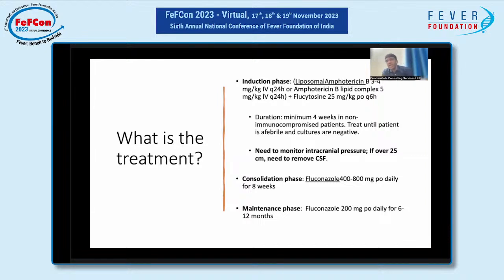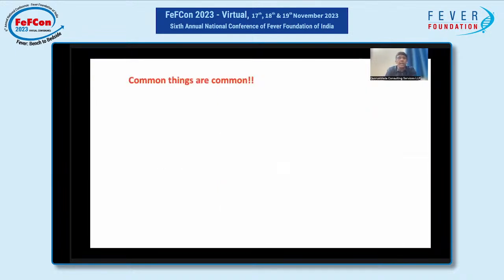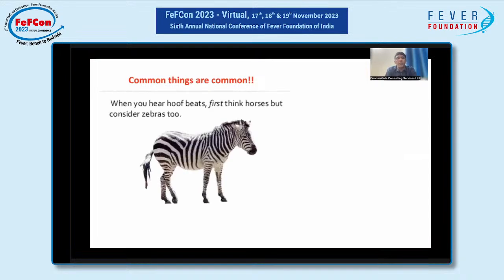How do you treat it? We initially give liposomal amphotericin B or amphotericin B, and later followed by fluconazole. That's the treatment of cryptococcal meningitis. Always, common things are common. When you hear hoof beats, first think of horses, but also consider zebra.